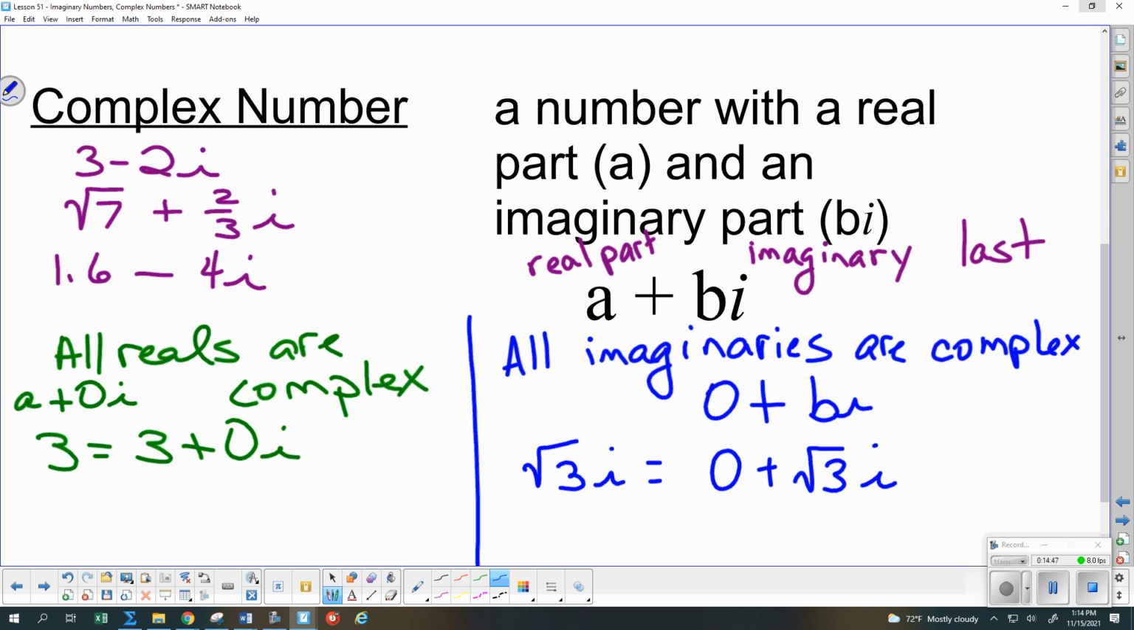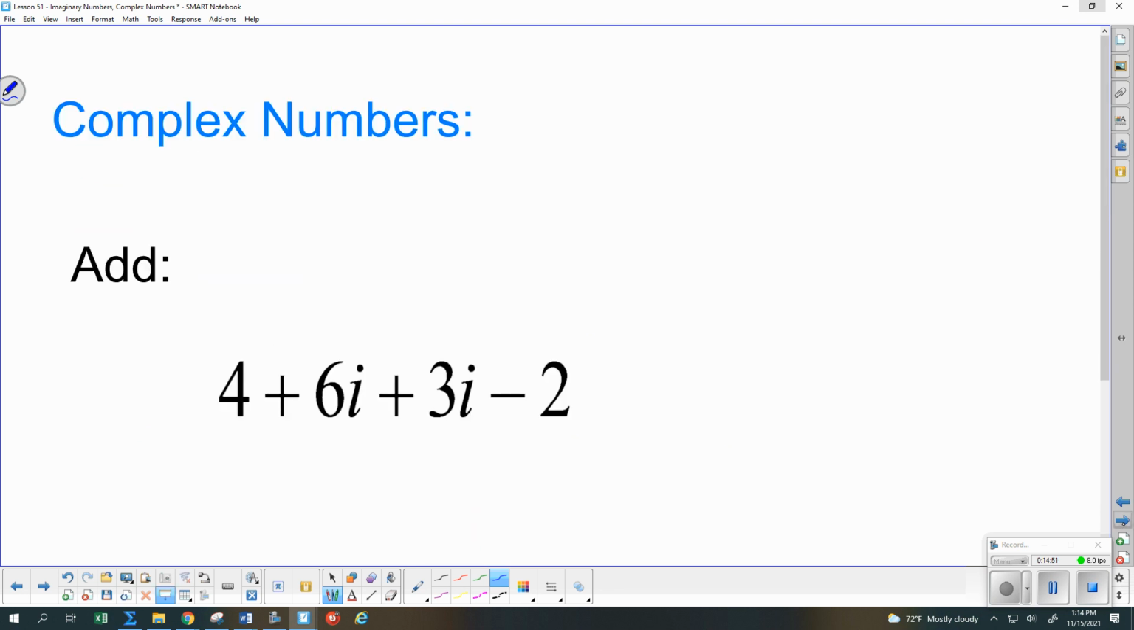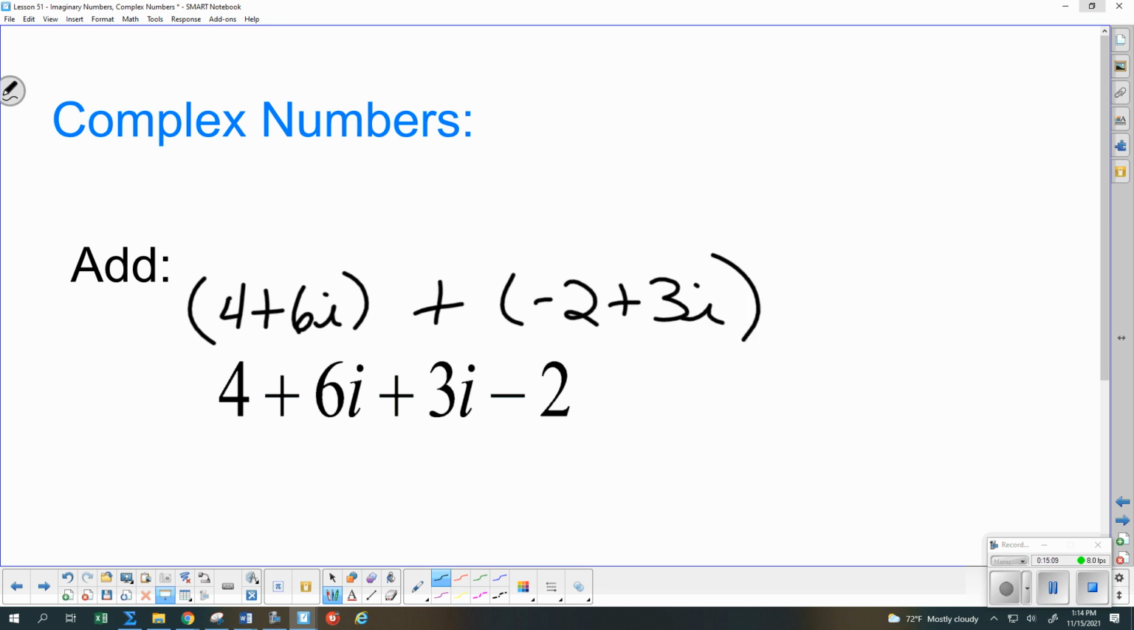So let's work on simplifying some of these complex numbers. If I just take 2 complex numbers, like 4 plus 6i, that's one complex number. And then I want to add -2 plus 3i, that's another complex number. Then it is just like combining like terms. I might as well be x as far as how I do the algebra. Got to start with the real first, have to end with i.